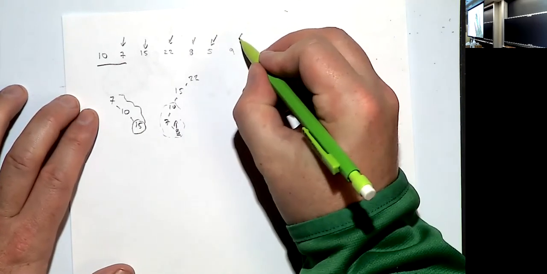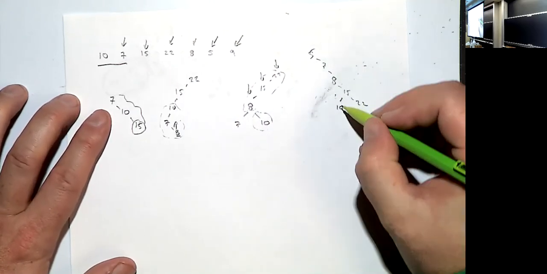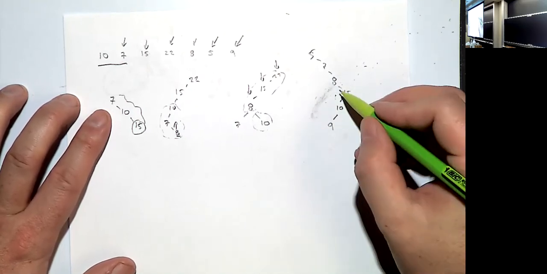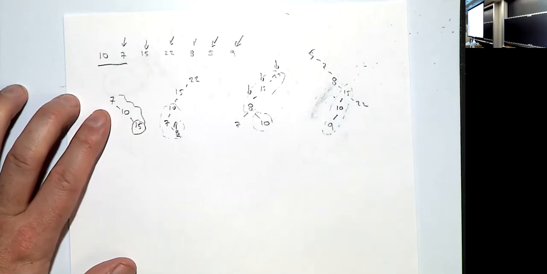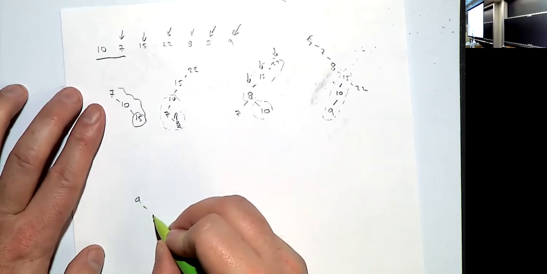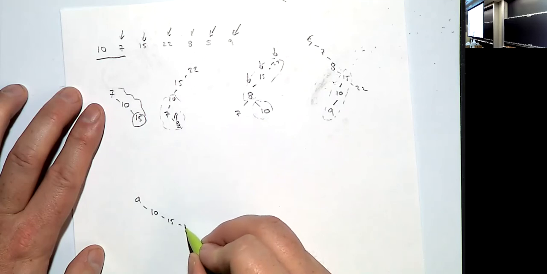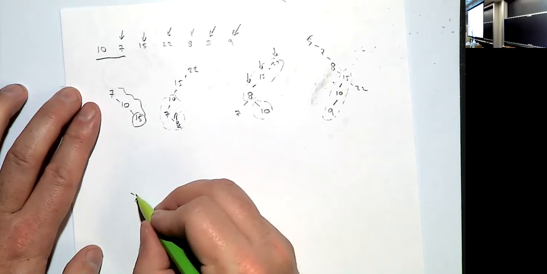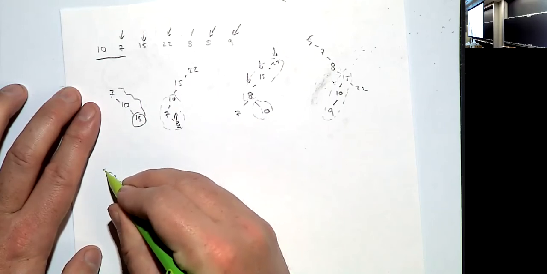Then we're going to insert 9. 9 would become the left child of 10. So in this case, we have a zig-zig scenario where 9 is going to become the parent, like so. And then we're going to have 8, 7, and 5.